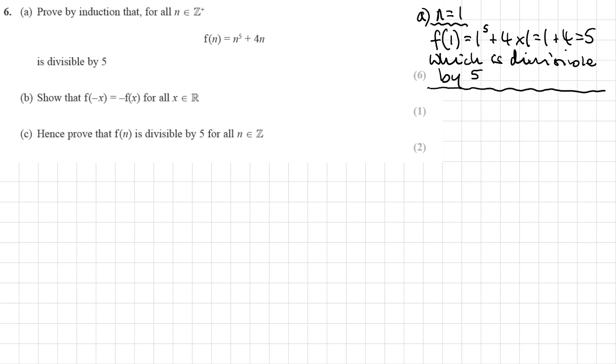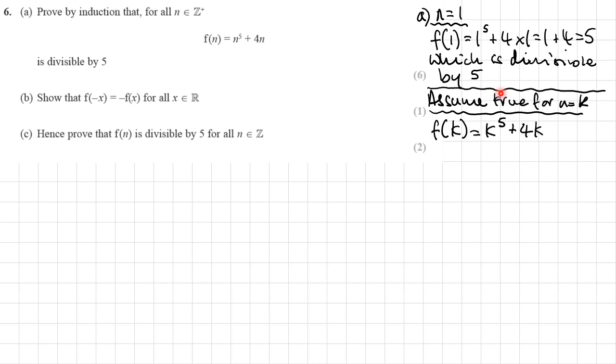Okay, so now we come on to our assumption and we're going to assume that the statement is true for n equals k. Right, so that means we're going to write down that f of k is equal to k to the power 5 plus 4k.